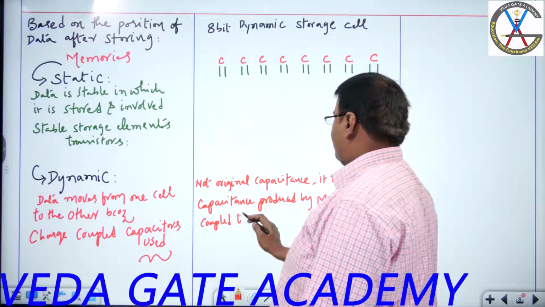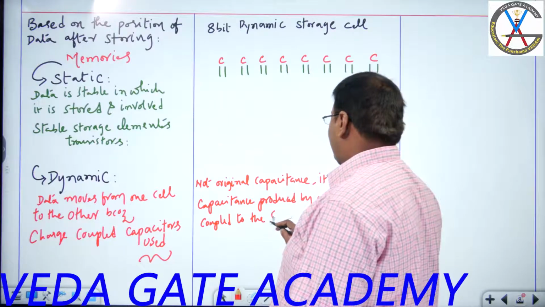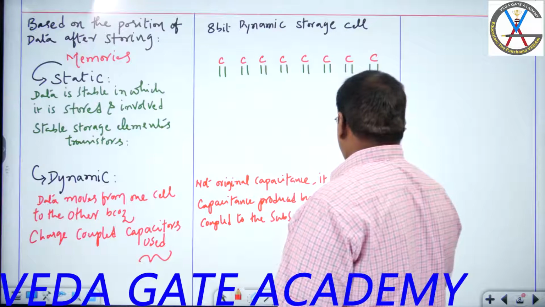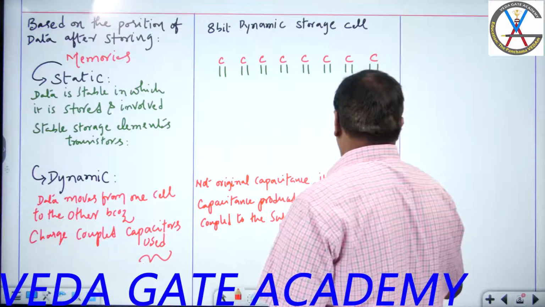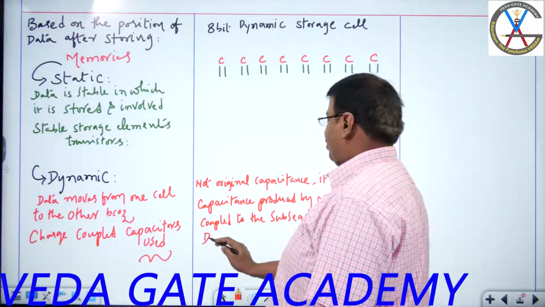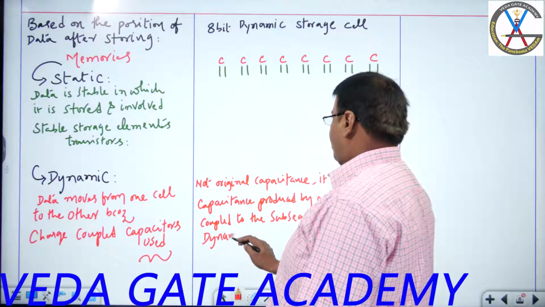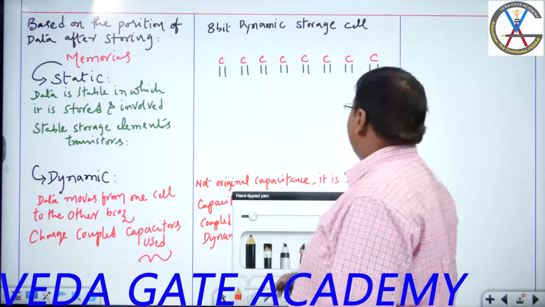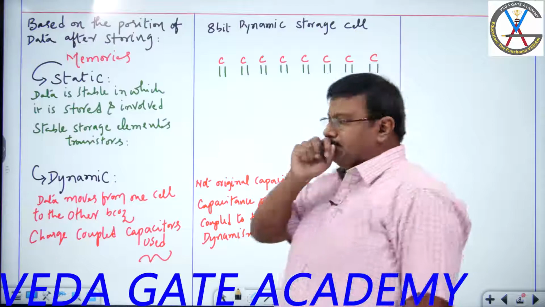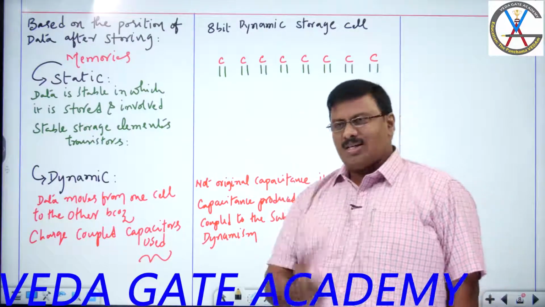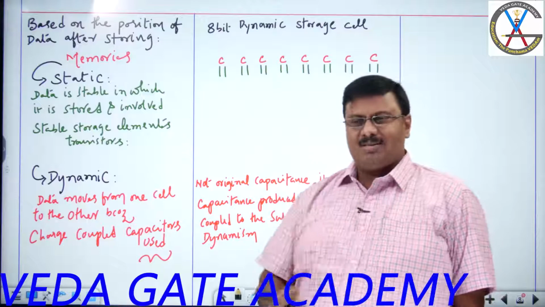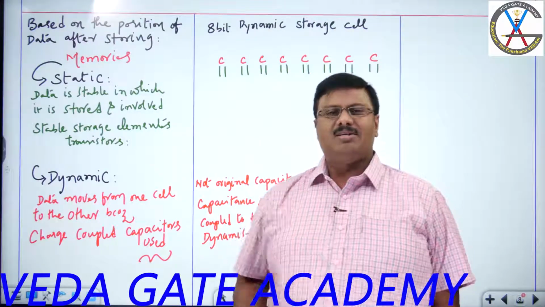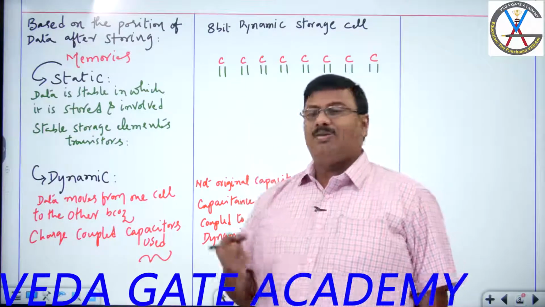Coupled to the subsequent to create dynamism. I repeat: coupled to the subsequent to create dynamism. Let me tell you what exactly the story is. Now, whether it is stray capacitance or original capacitance, the feature of a capacitance is drop as soon as you charge it. Once you complete your charging, it gets discharged, drop will start.